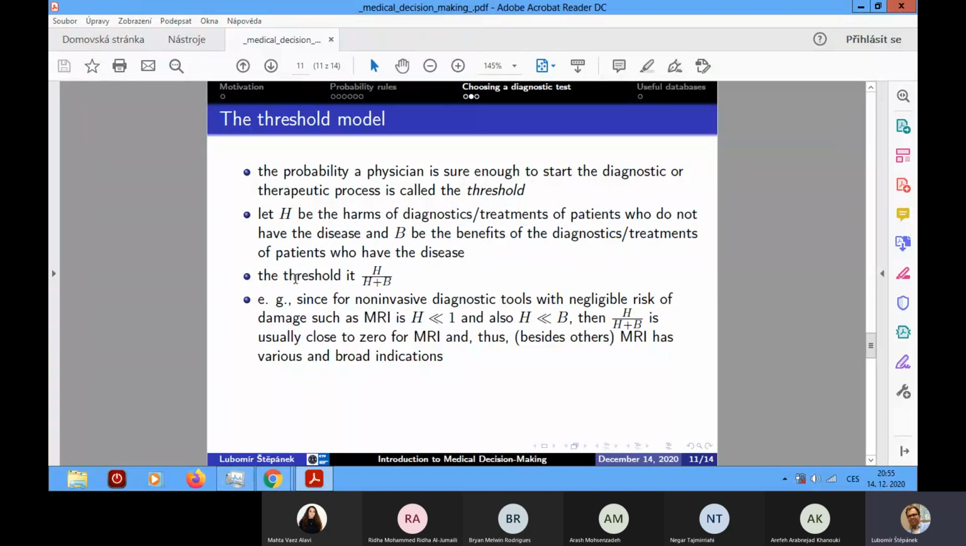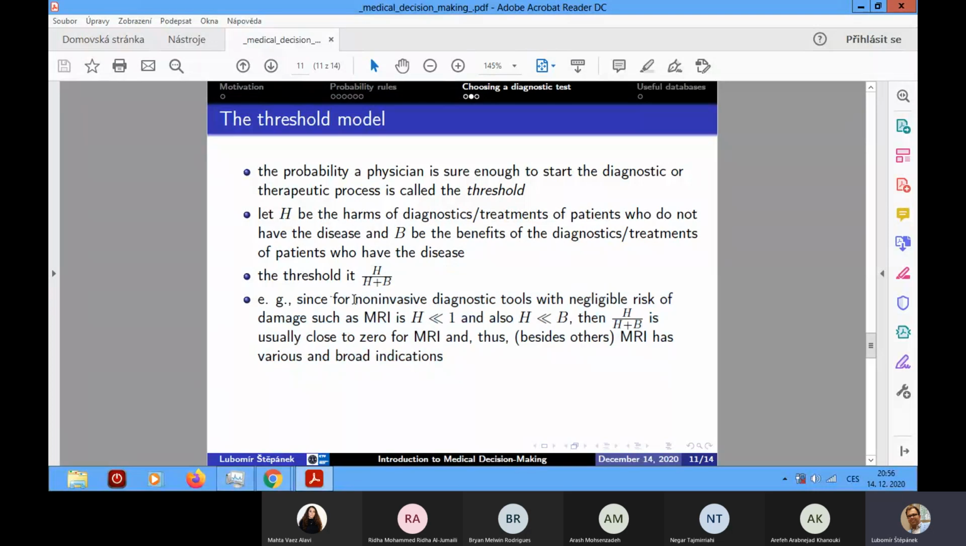The threshold is H over H plus B. It's as easy as this. It's this simple fraction: in the numerator is H, in the denominator is H plus B. So what does it mean? Just a small example.